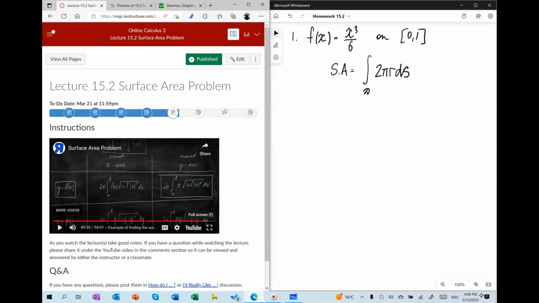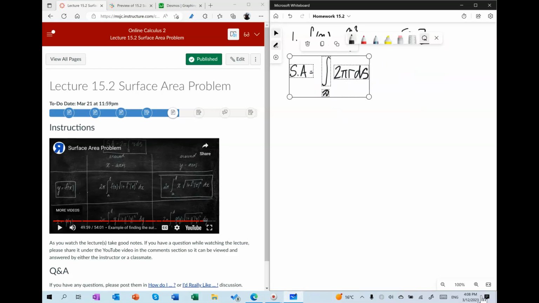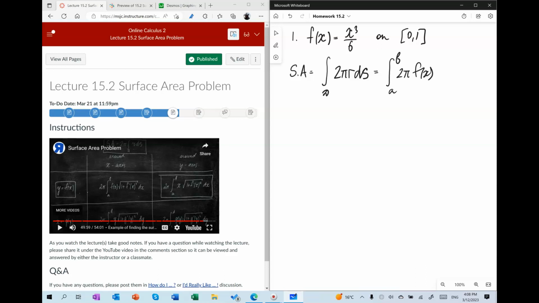and the function is given to us as y equals f of x. So it seems like we're going to be using the interpretation provided in the upper left part of the table. So let me write it over here. So we're going to be integrating from a to b of 2 pi f of x square root of 1 plus f prime of x squared dx. And we're going to set it up in 3 steps.